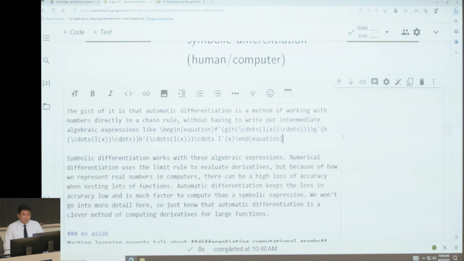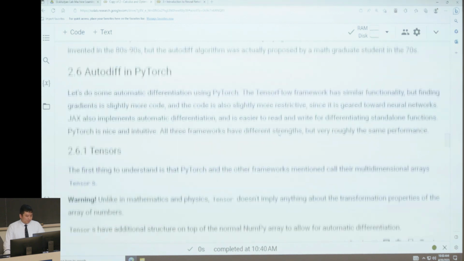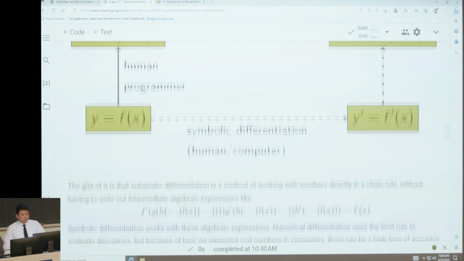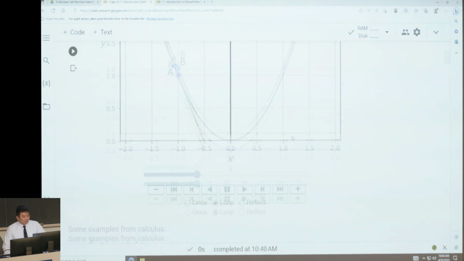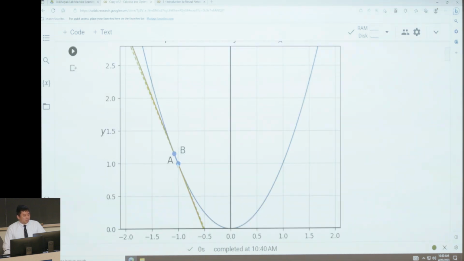Numerical differentiation is a variation where we're looking at these tangent lines and trying to approximate the tangent lines with this secant. So that's numerical differentiation. When you have lots of layered functions, numerical differentiation is not efficient and it can lose a lot of accuracy.